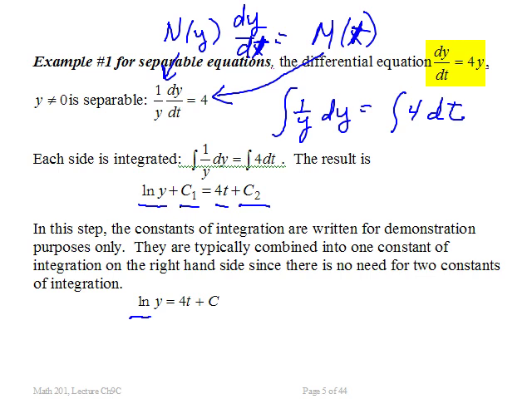So on this side, we just have the natural log of y. Because it's constant, c1 has gone over to the other side, and we don't write it as c2 minus c1. We just call it c. Here's 4t.